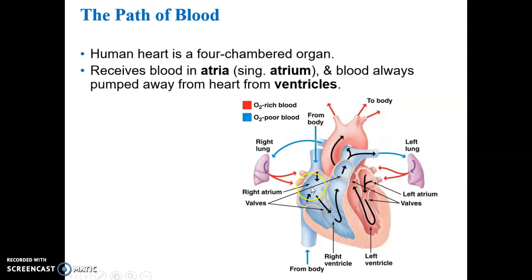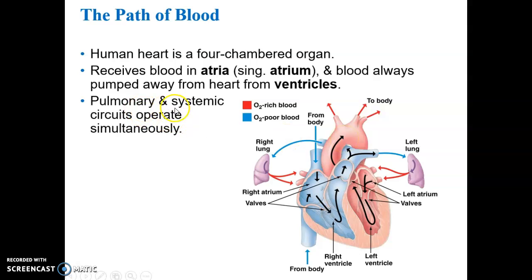And as we'll see, the contraction of the atria and then the ventricles is coordinated so that the heart works as a very efficient muscular pump to propel blood through the heart and then eject blood out of the heart. So the pulmonary and systemic circuits operate simultaneously. As the heart contracts, first the atria, then the ventricles, blood is ejected and pushed and moved through the pulmonary circuit at the same time as blood is ejected and pushed through the systemic circuit.